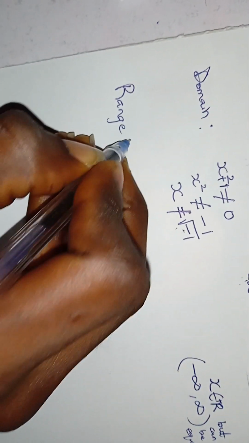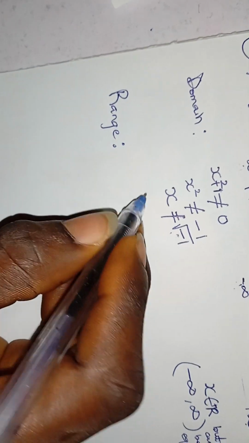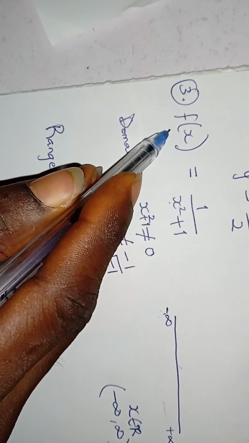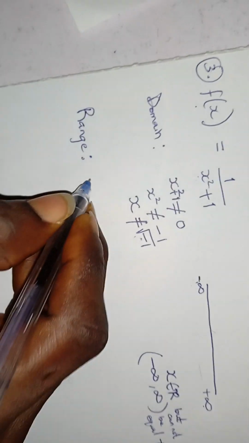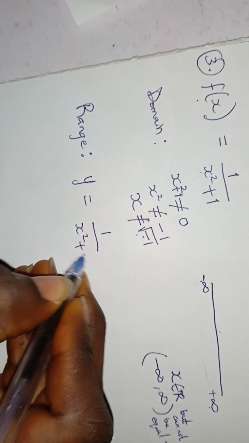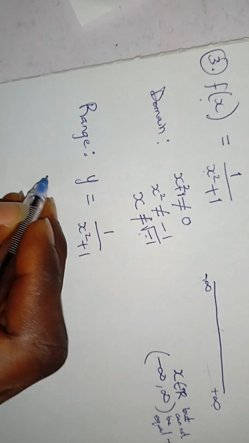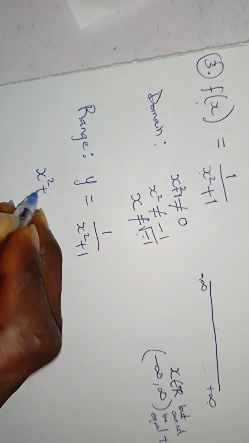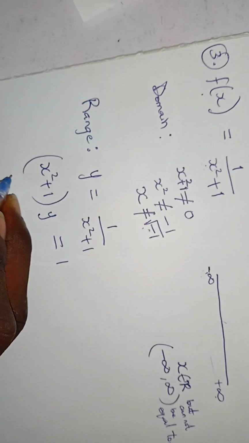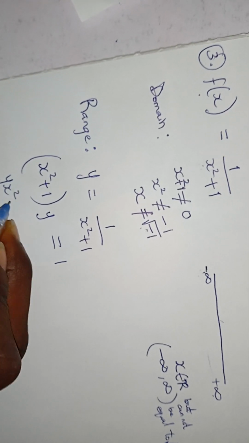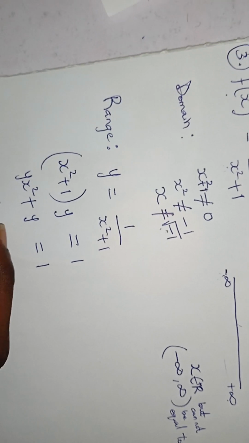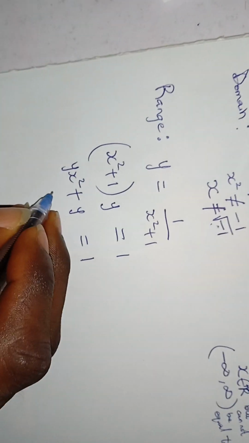Now the next part is the range. To find the range, I've told you, the minute you're about to find the range, remember that this f of x means y, so I'll say y equals everything I have here. Solve for it so that this becomes yx squared plus y equals 1. Remember that our goal is to make x the subject of the formula.